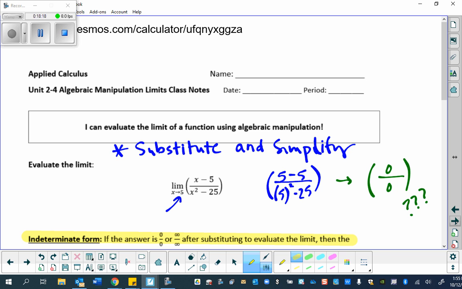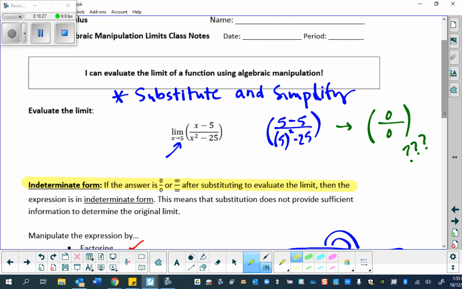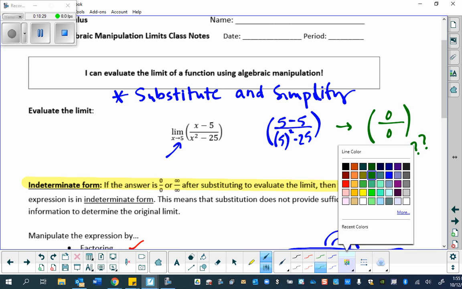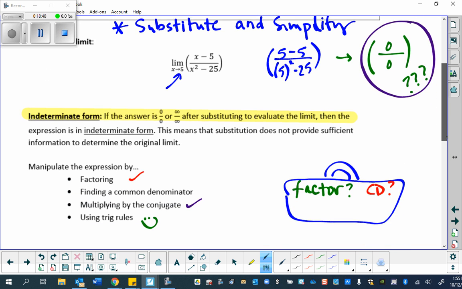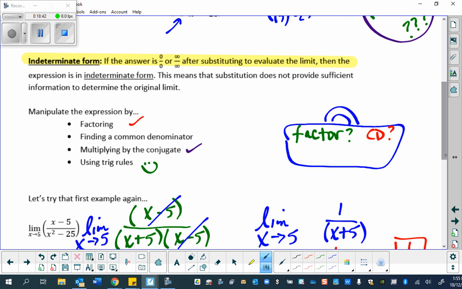Next up, on 2-4, we talked about algebraic manipulation, because what we ended up realizing is sometimes when we went to find limits, we ended up with this thing happening, and we were like, wait, what? What do I do for that? And that's what I call indeterminate form. So we look at our toolbox of what we can use: factoring, a common denominator, doing the conjugate.